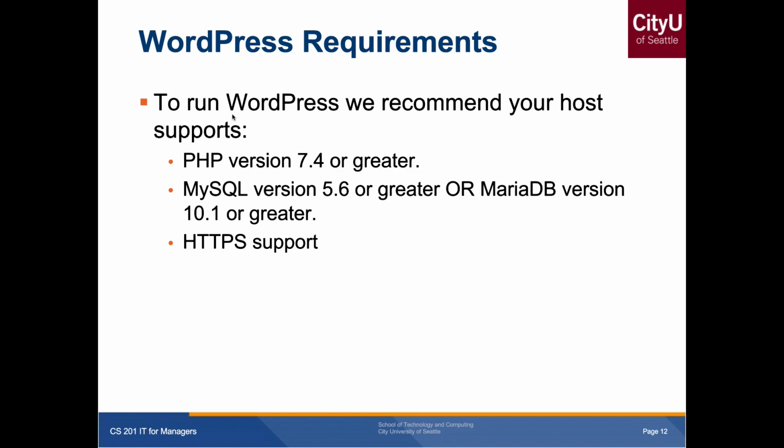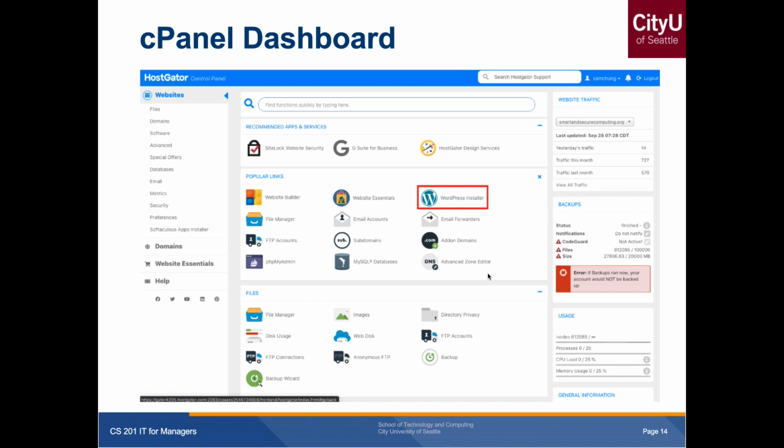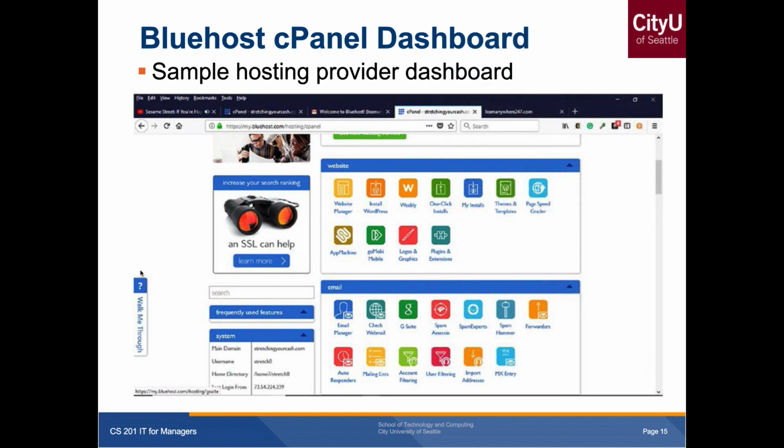Okay, to run WordPress, these are your dependencies, right? You need to have PHP version 7.4 or greater, a MySQL database, and HTTPS support. Okay. Once you purchase web hosting, the web host will provide login credentials to access the cPanel. This is like your admin panel in your web hosting provider, right? It allows remote access to install software on the host web server via a one-click AutoScript installer. Okay, and this is how a dashboard would look like, and we just click this one. And this is an example using the Bluehost web hosting provider.